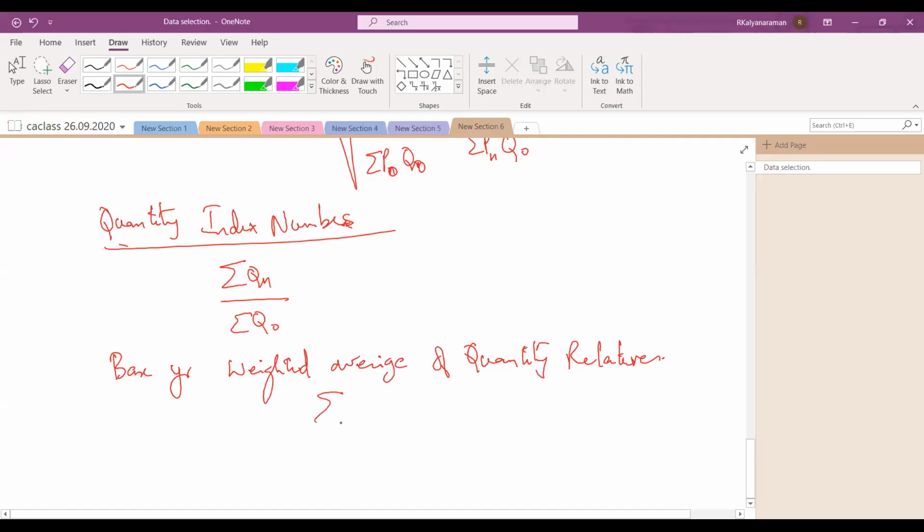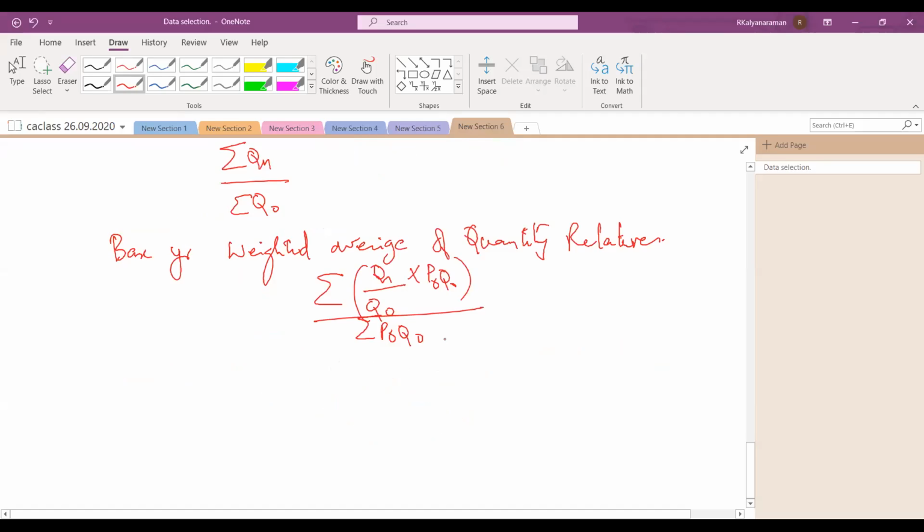This is sigma of Qn by Q naught into P naught Q naught by sigma of P naught Q naught. Again, they are calculated as a percentage, so into 100. So you will see that this Q naught will go. You can cancel the Q naught and say this is sigma of Qn into P naught by sigma of P naught into Q naught.